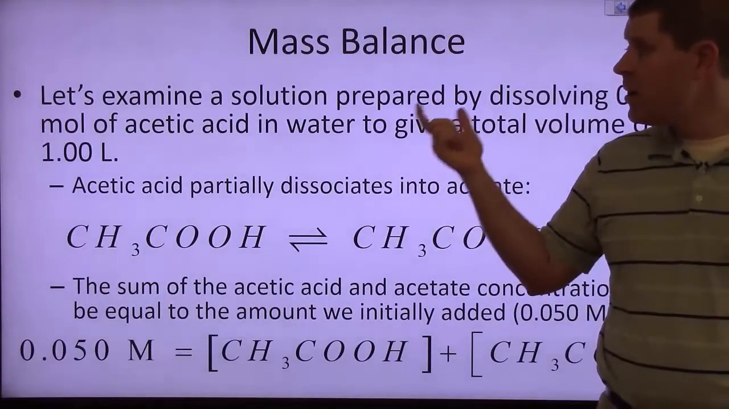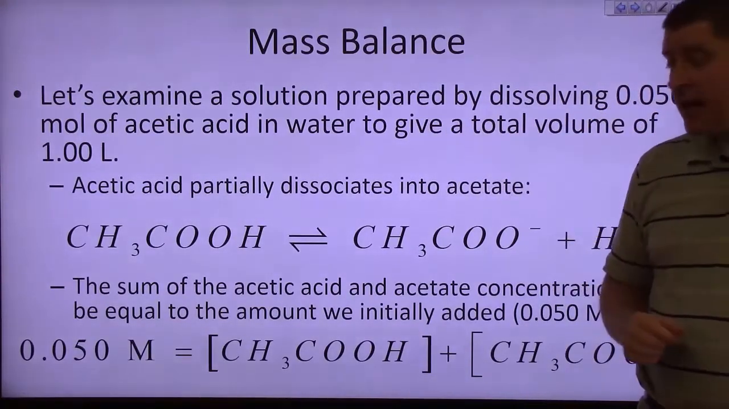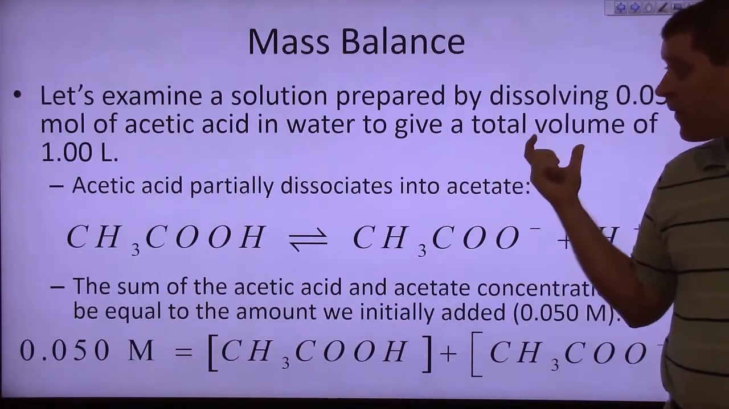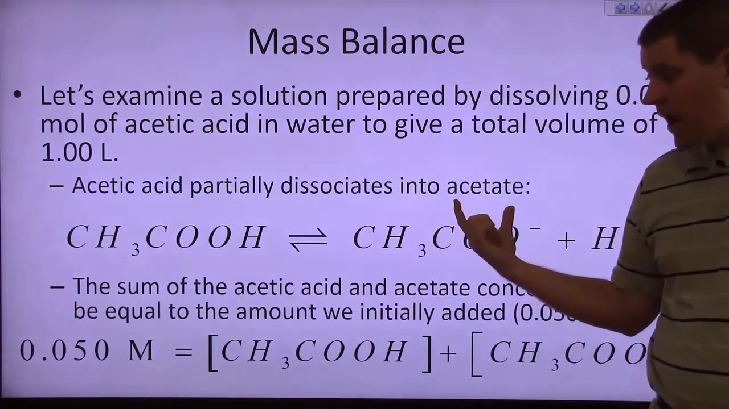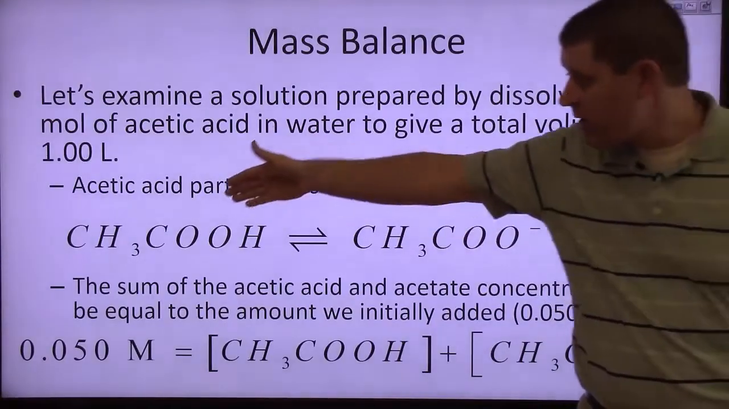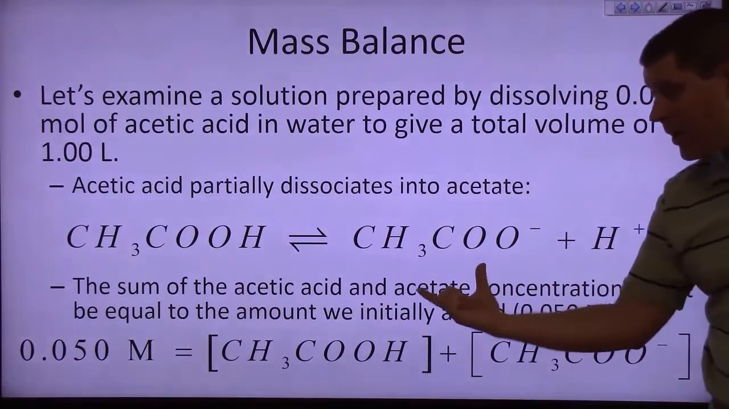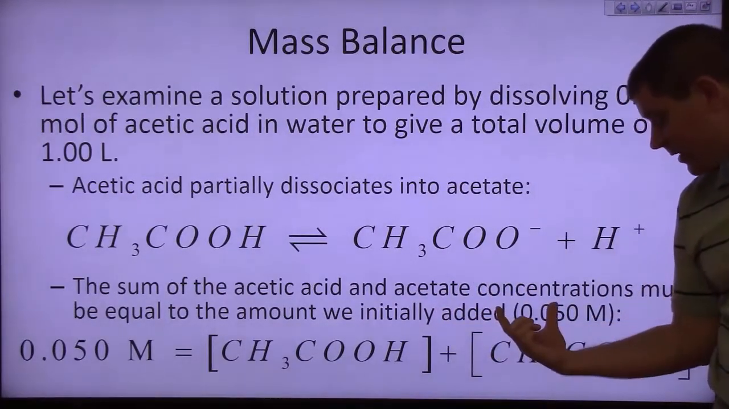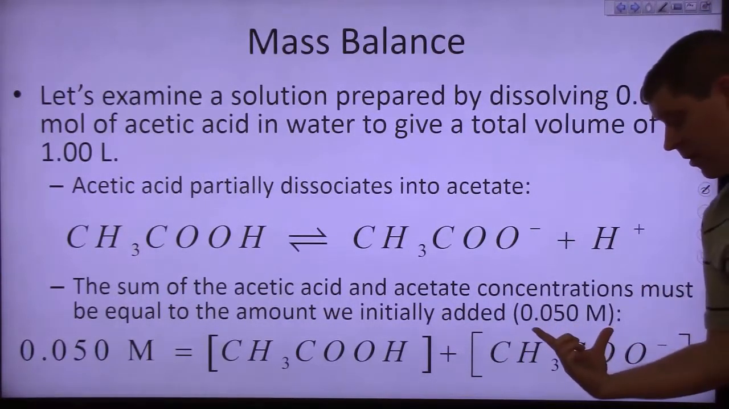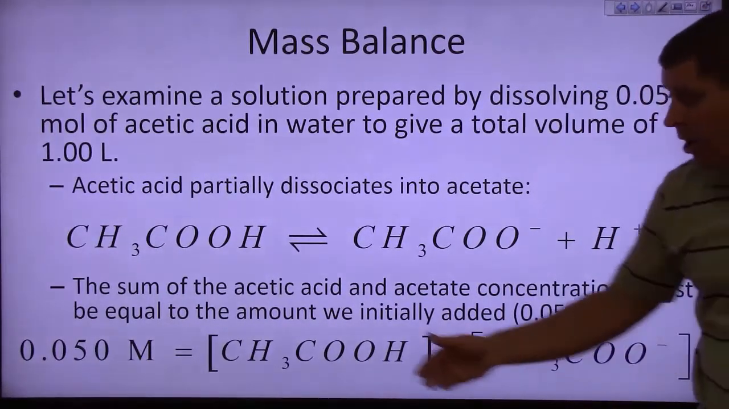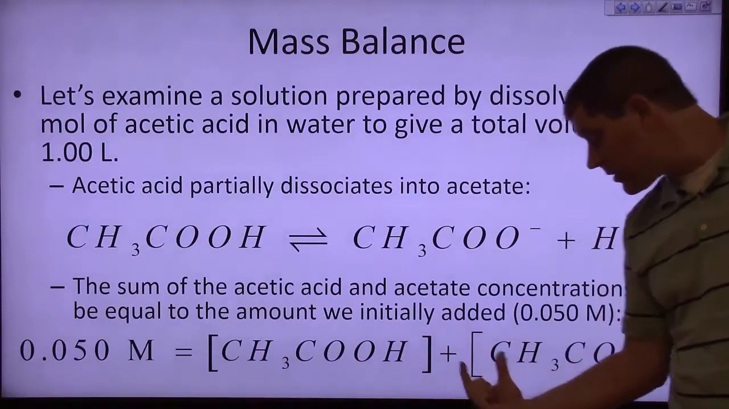So let's examine a solution prepared by dissolving 0.050 moles of acetic acid in water to give a total volume of 1 liter. Now the acetic acid partially dissociates into acetate and hydrogen ions. We've got our acetic acid dissociating into acetate and hydrogen ions. Now the sum of the acetic acid and the acetate concentrations must be equal to the amount we initially added, which was 0.050 molar. That is, 0.050 molar must be equal to the concentration of acetic acid plus the concentration of acetate.